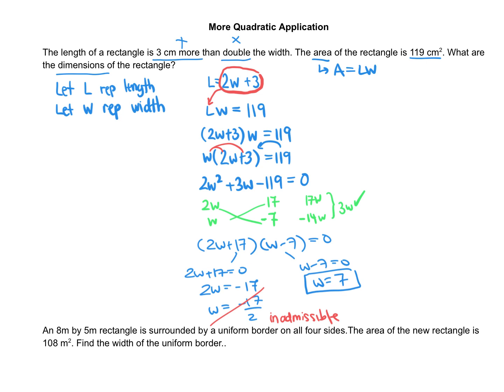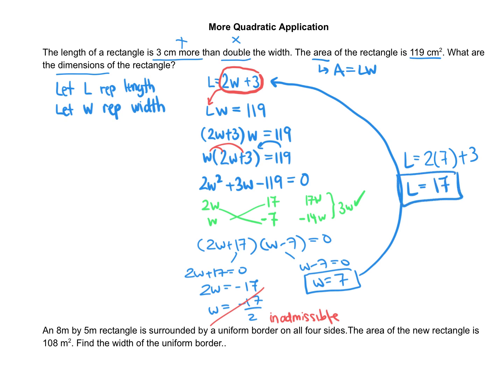I also need the length. And thankfully, we have this nice equation here about the length. The length is double 7 and 3 more than that. So 2 times 7, 14, plus 3 is 17. And there are my dimensions. Then I can do a little check. 7 times 17, it is the area of 119 centimeters squared that I needed. So I'm confident, and I can write my therefore statement.